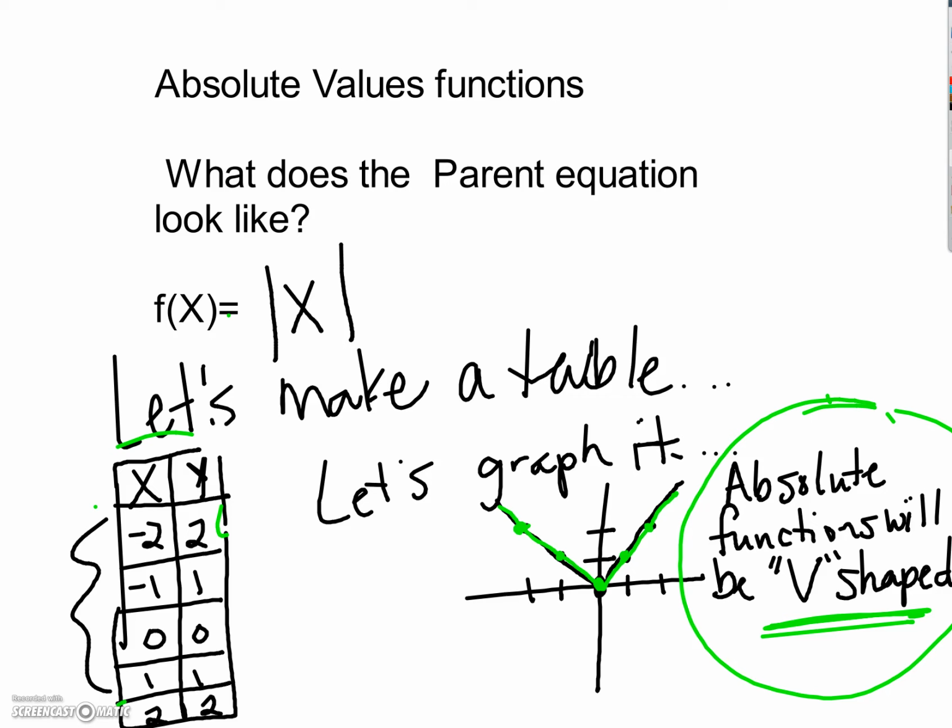Sometimes you'll have to add to that or take away. So when we graph it, we're going to start with -2, -1, -1, 1, 0, 0, 1, 1, and then 2, 2. If we connect the dots, we should have an absolute value function that is V-shaped. Okay, remember this is the most basic one because it is the parent function. Okay, so let's go and work on some extra ones.